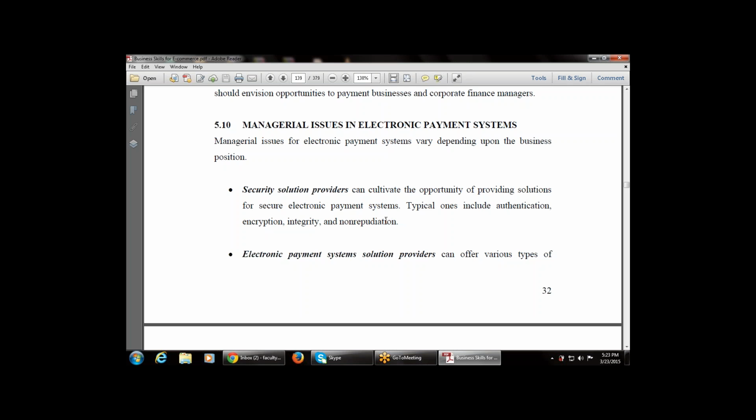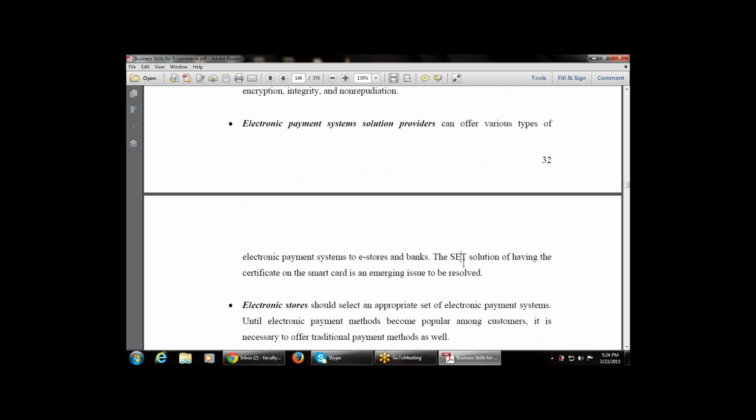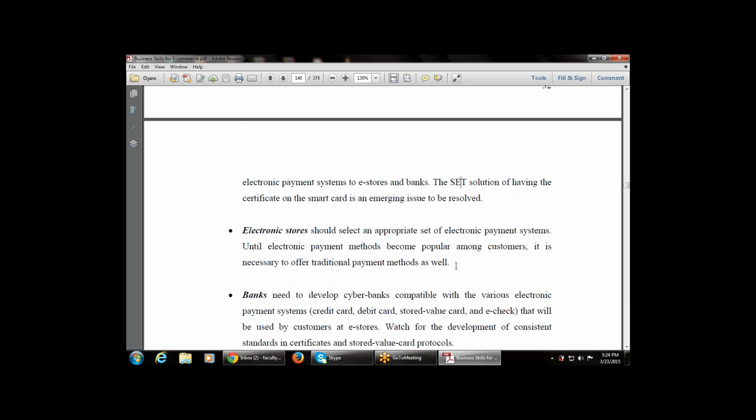The managerial role here is to provide the solution for the e-payment system. Some managers provide solutions that can offer various types of e-payment systems to e-stores and banks. SET, the secure electronic transaction solution of having the certificate on the smart card, is an emerging issue to be resolved. E-payment system providers can offer different categories of e-payment systems to be used with e-stores and banks. The protocol used is the SET protocol, the secure electronic transaction protocol, which is also one of the issues with the e-payment system.